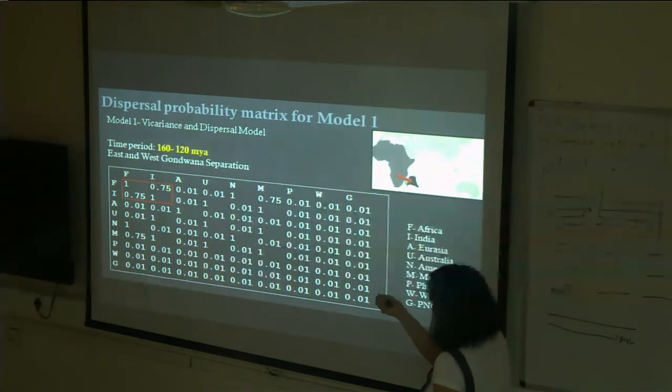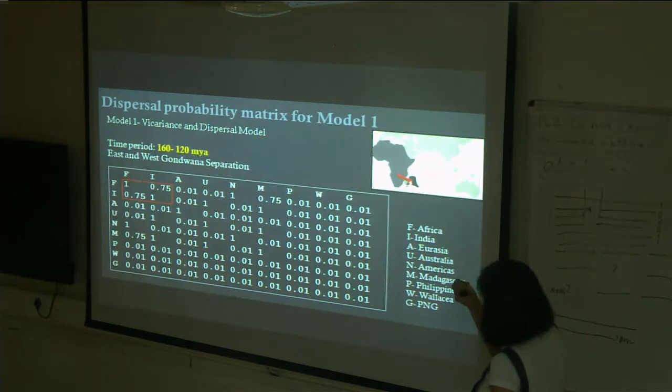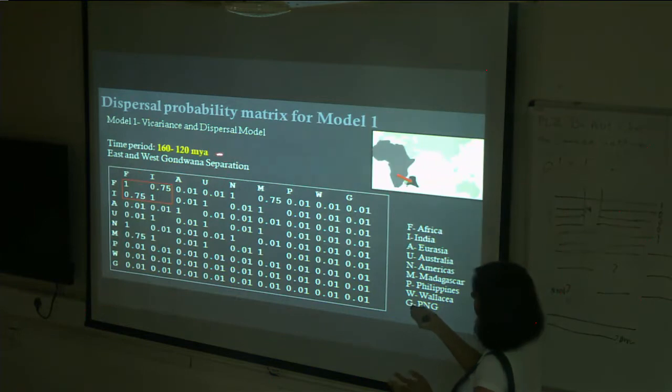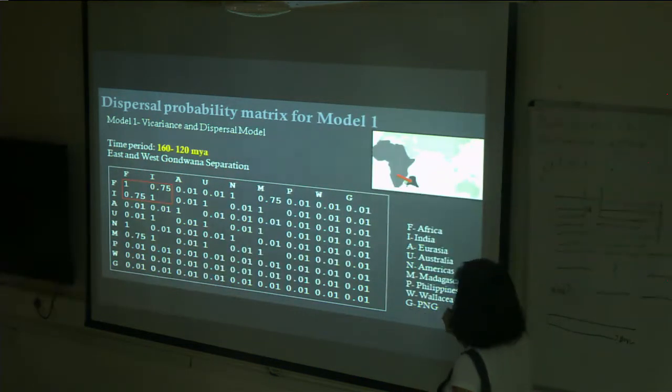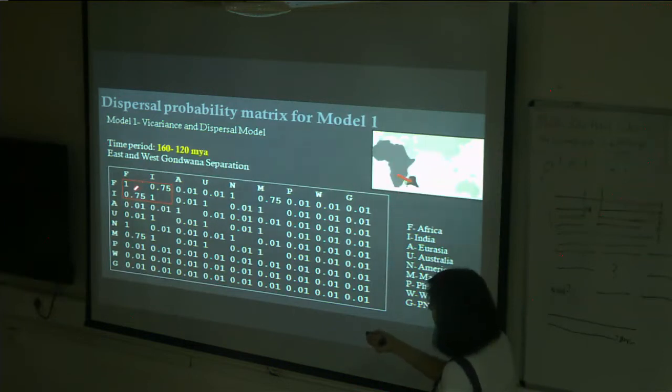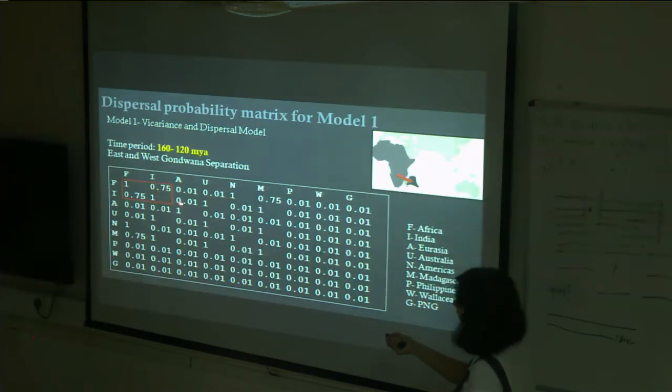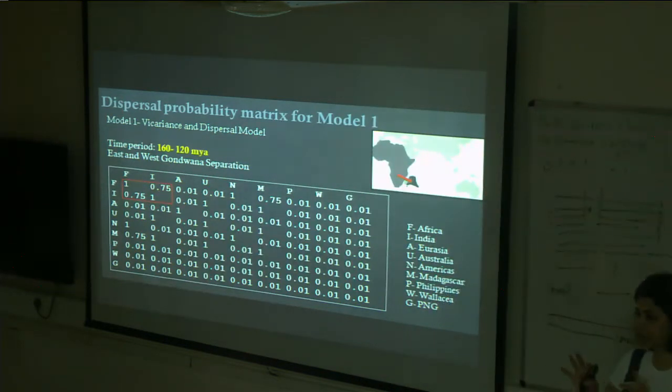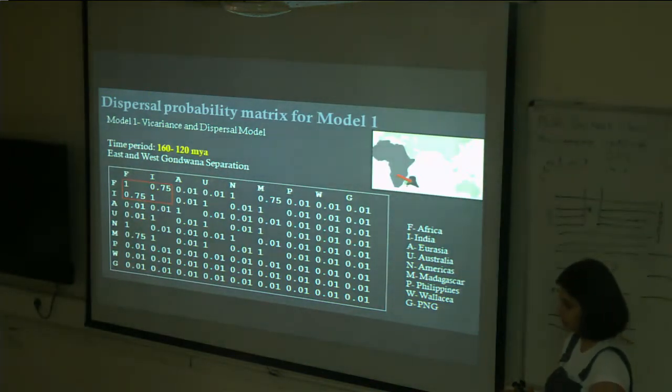Okay, so we're looking at the time period 160 to 120 million years. India was close to Madagascar and Africa at that time. This is a time period that sort of indicates the east-west Gondwana separation. And so you can see that this is a bidirectional arrow, and the dispersal probability is 0.75. Now it's 0.75 because East and West Gondwana had already separated at that time. So there is a sort of barrier. The ocean is a barrier, but they're close enough that the dispersal isn't really low.